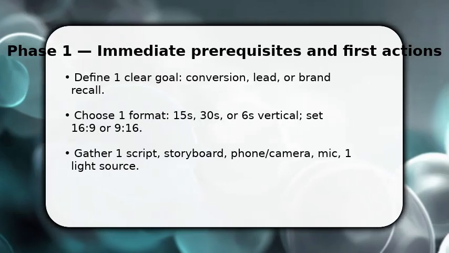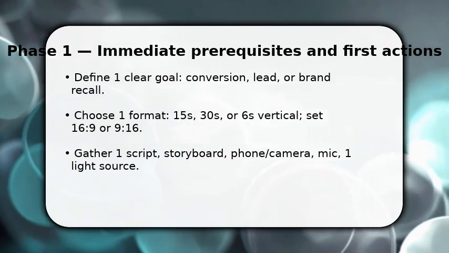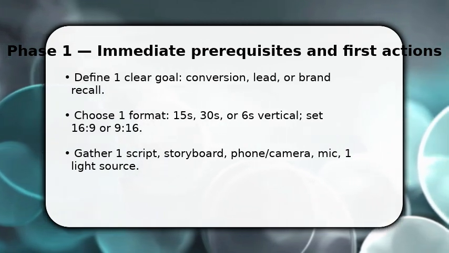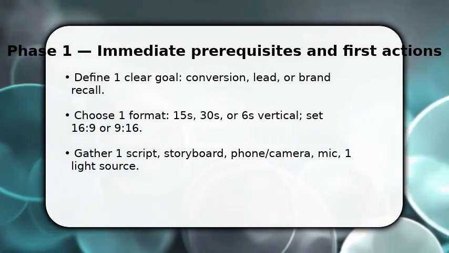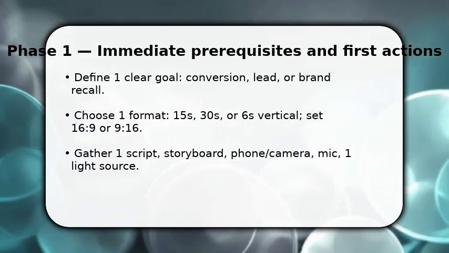You start by locking the one objective that drives every choice: conversion, lead, or recall. Once decided, pick the format and aspect ratio: 16:9 for desktop or 9:16 for mobile. Make sure to prepare a short script and a minimal storyboard so shots are purposeful.